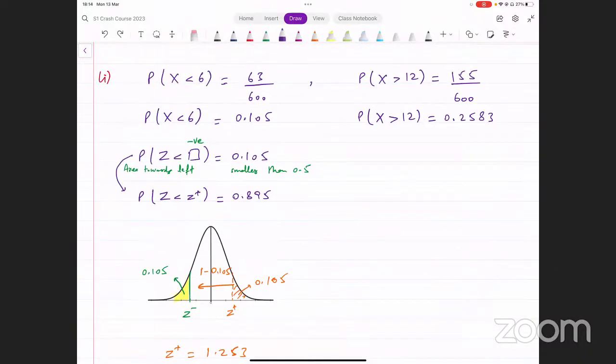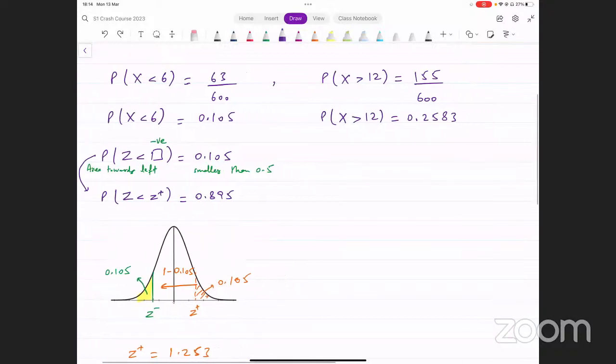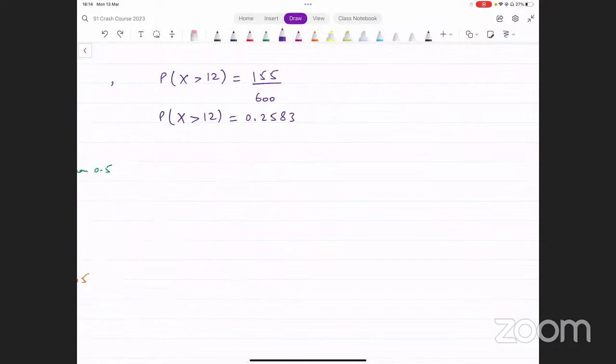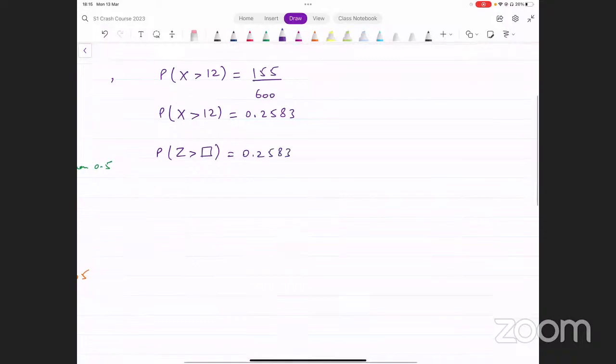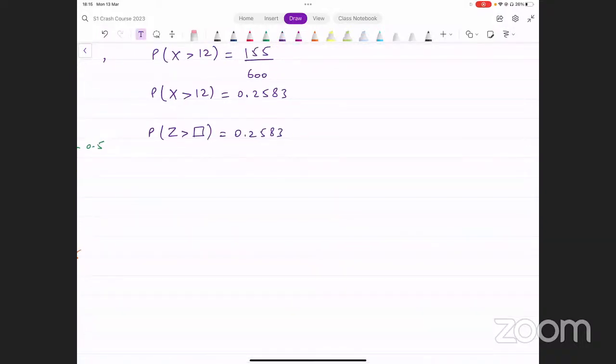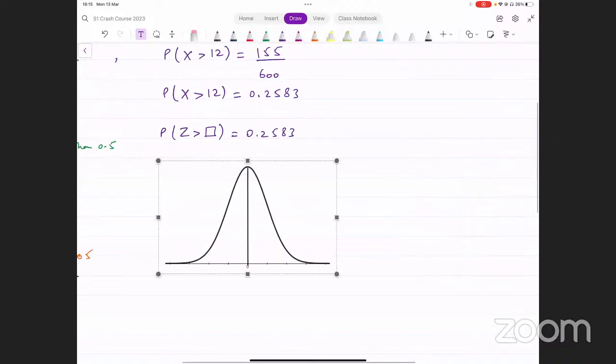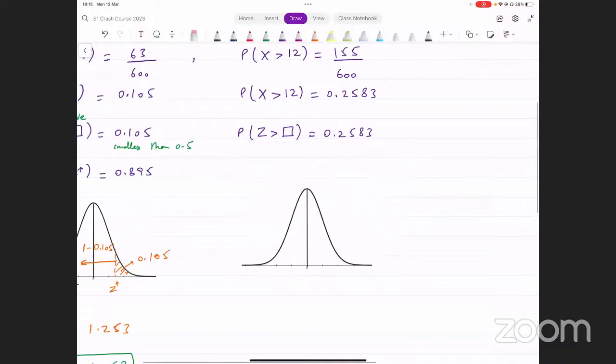So in the second equation, what we have is that the probability of x greater than 12 is equal to 0.2583. That's the other piece of information that we have. Now, we do the same thing here. We convert it to z first, so it becomes probability of z greater than something that is equal to 0.2583. And again, we need to figure out whether this value of z is positive or negative. We do that using this curve again.